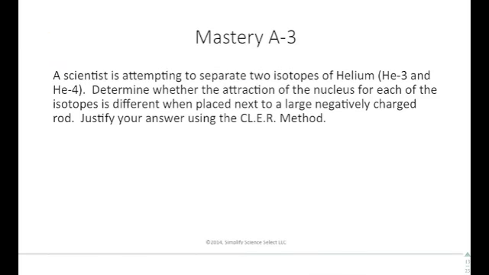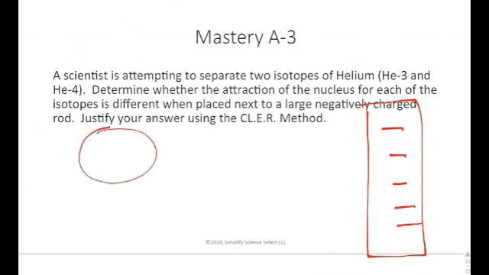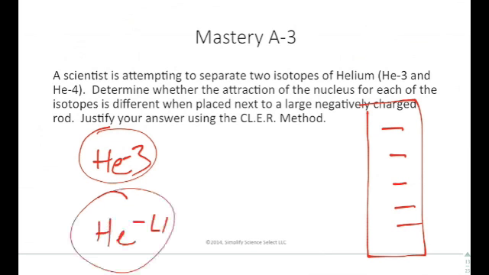We have a scientist attempting to isolate 2 separate isotopes of helium, to determine whether the attraction of the nucleus for each of the isotopes is different when placed next to a large negatively charged rod. So I have a negatively charged object, I have helium-3, and I have helium-4. And this is a tough question because it says, okay, determine whether the attraction is different. So the first thing that we need to do is say, okay, we're probably going to need to charge these in order for something to occur because both of these are neutral.